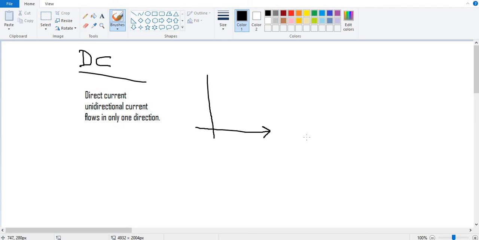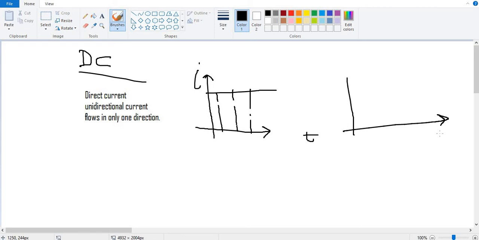let us take an I versus T graph. This is my current I and this is my time. The current will be constant, correct? It will flow in only one direction. If it flows in one direction, then it is called direct current. We'll take one more example, an I versus T graph, where this is I and that is T.